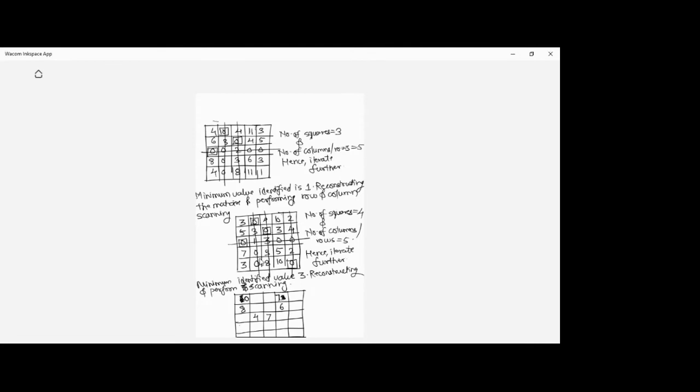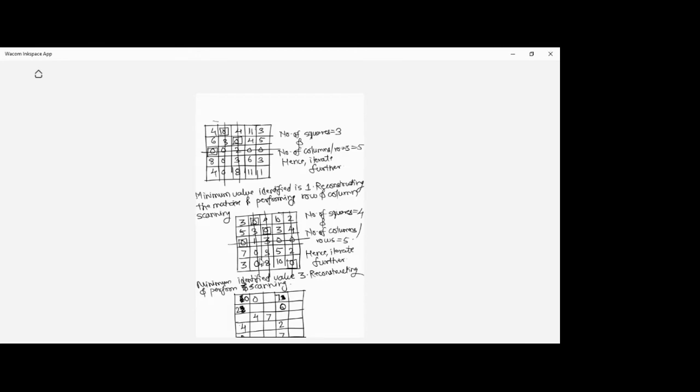Nextly, 5 minus 3 is 2. 3 minus 3 is 0. Right? 7 minus 3 is 4. 3 minus 3 is 0. 5 minus 3 is 2. 10 minus 3 is 7. And all other cells remain same.